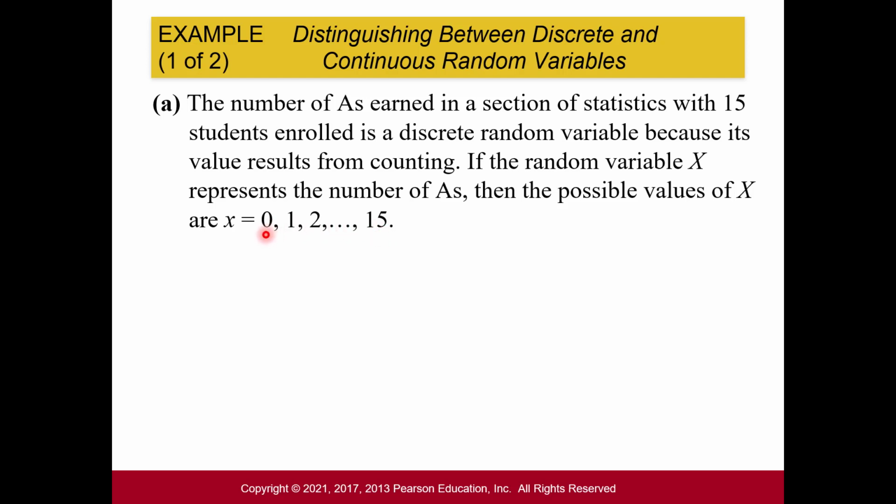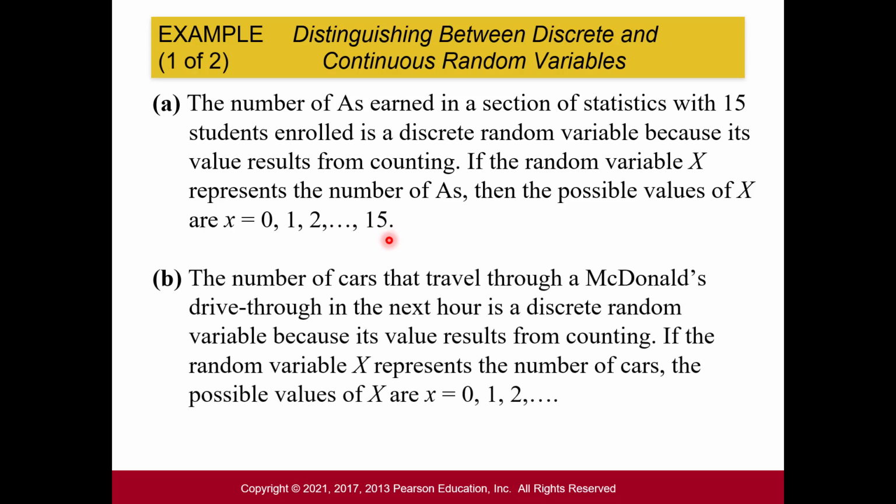This is saying that 0 students could receive an A, all the way up to 15 students could receive an A, and it's only whole numbers or discrete values, because each person counts as a whole number. And then part B, the number of cars that travel through a McDonald's drive-thru in the next hour is also a discrete random variable, because its value results from counting. So X represents our random variable, and if we started counting cars, we could say X could be 0, if 0 cars pass through the drive-thru, X could be 1, and so on.